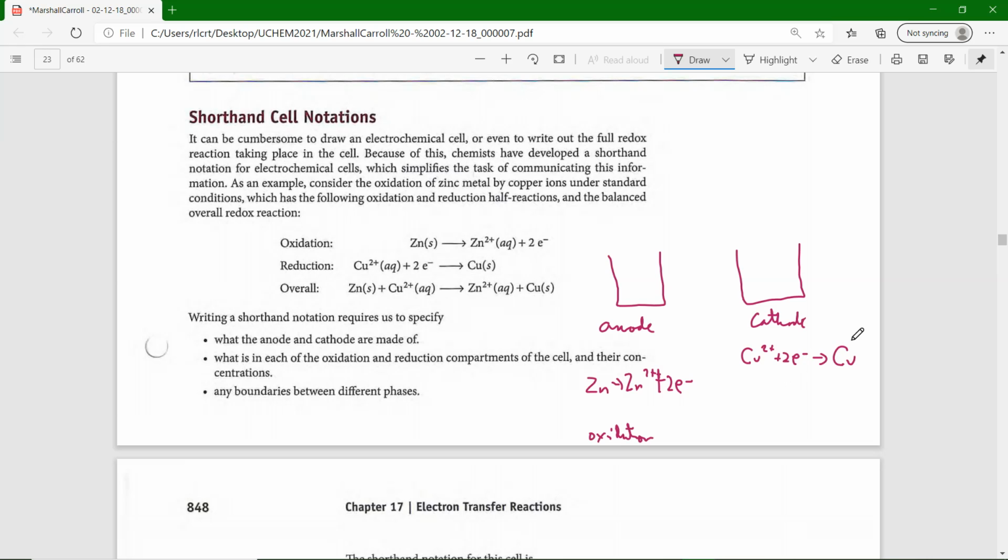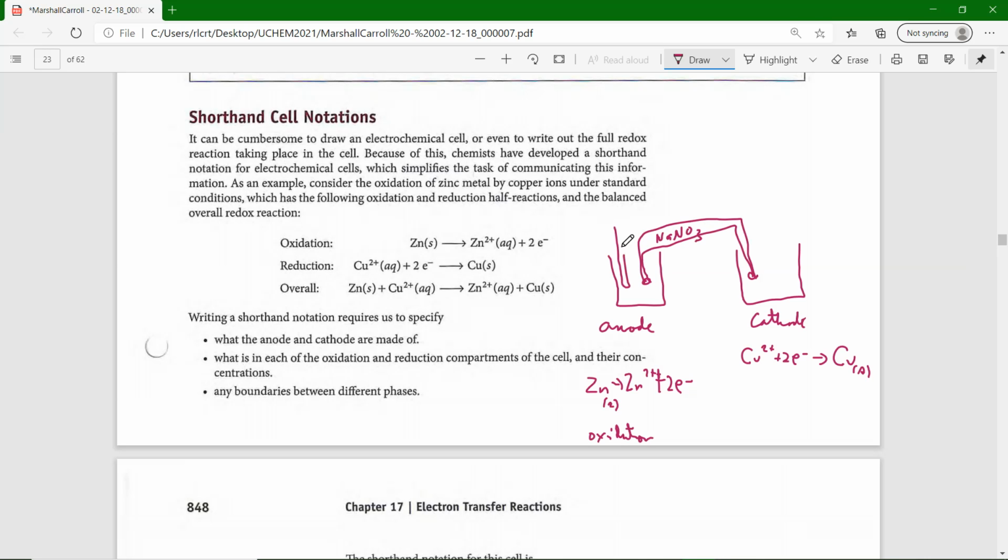If I'm writing it and it's neutral, I'm going to assume it's solid. Oh, you know what? Let's not assume anything. I'll put it there. I can certainly assume if it's an ion, it's going to be aqueous, okay? So here's my salt bridge. Let's use a different one this time. Let's use sodium nitrate.